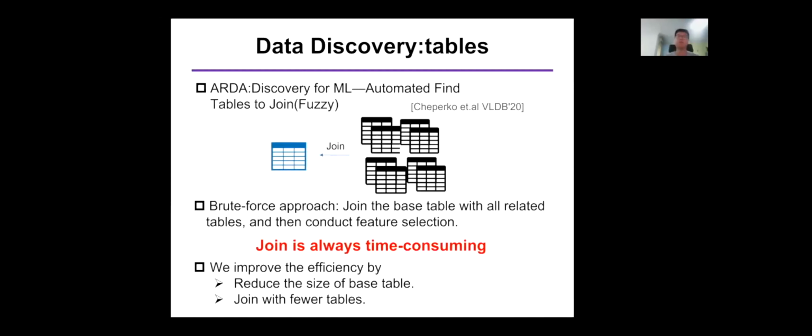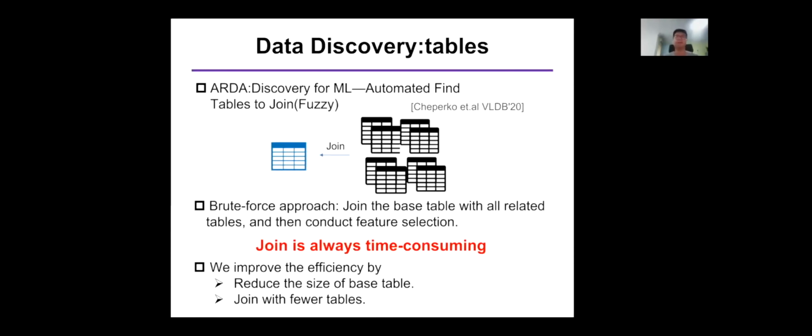So ARDA is another machine learning-oriented data augmentation framework that discovers tables from the data lake, so as to improve the performance of the downstream machine learning model. Unlike the previous Helmet, it supports fuzzy join with data from the data lake. One can conduct this using the brute force approach, which is joining the base table with all related tables and then conducting feature selection. But the join is always time consuming.